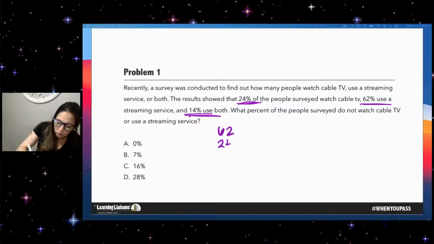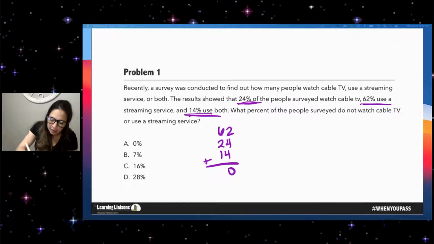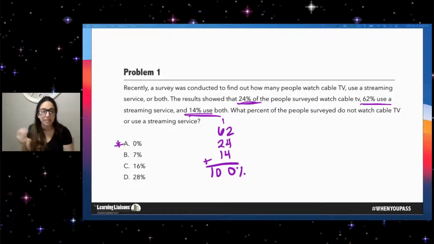62 plus 24 plus 14. 4 plus 4 is 8, 9, 10. 6, 7, 8, 9, 10. That equals 100%. So some people are going to automatically pick 0 because that must mean that everybody watches cable or streaming or both. However, that is not true, and I'm going to show you why.